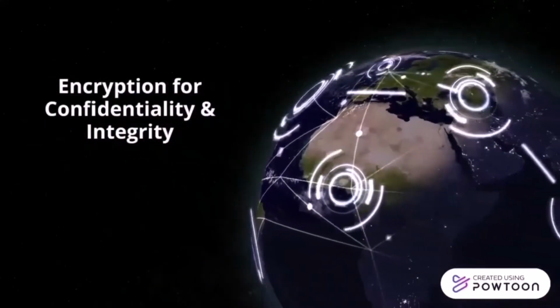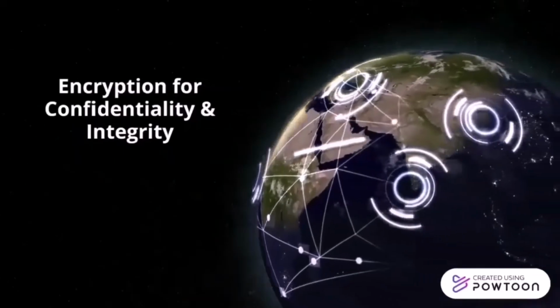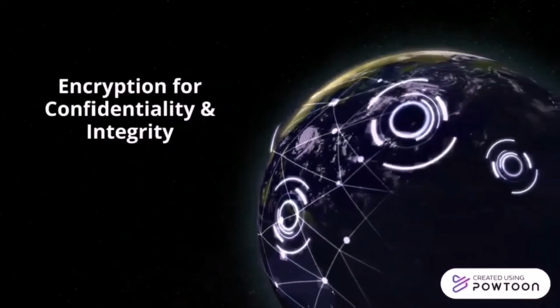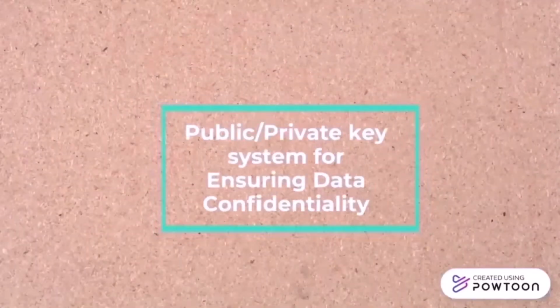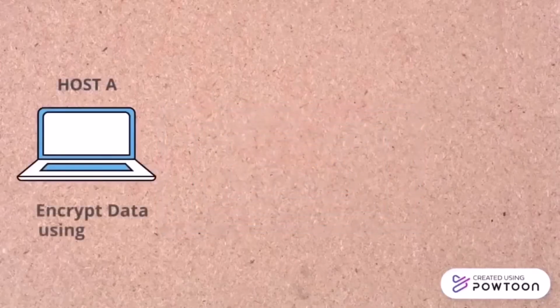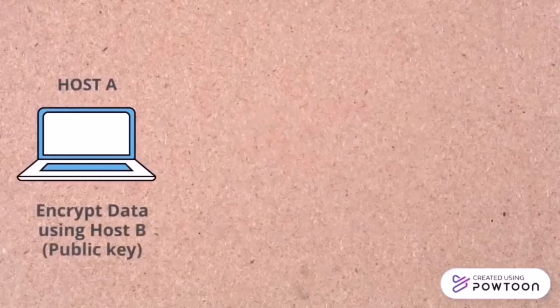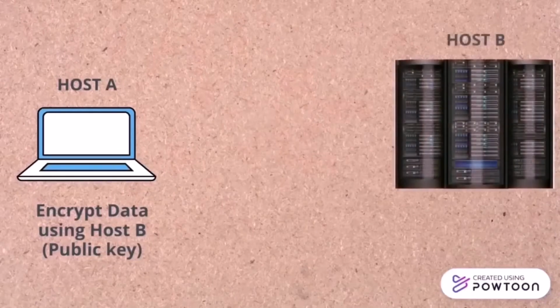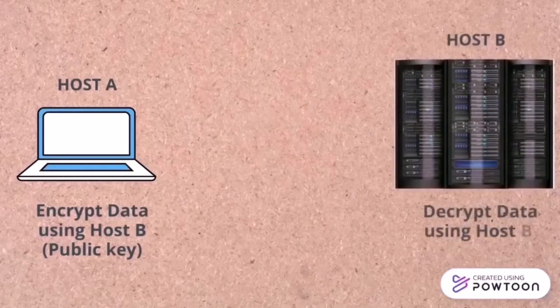Encryption for confidentiality and integrity. Public and private key system for ensuring data confidentiality. Host A encrypts data using the public key before sending, and host B decrypts the data using the private key.